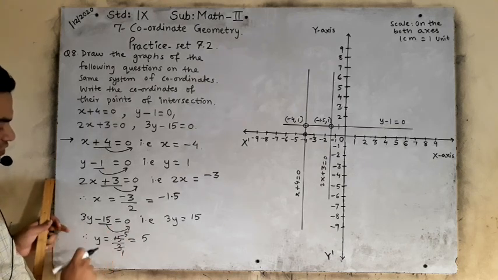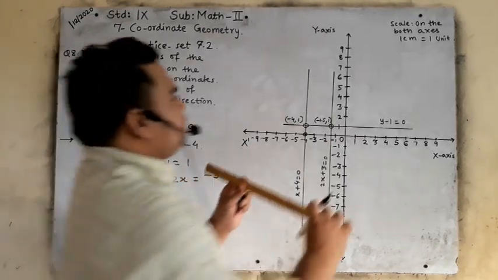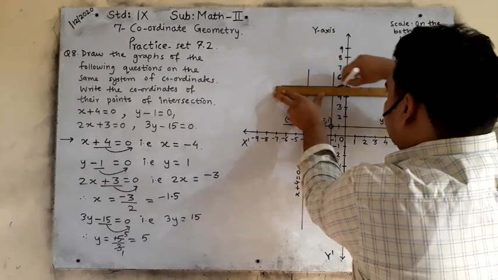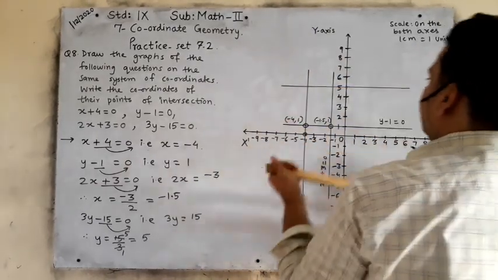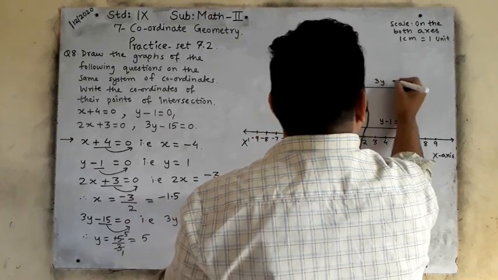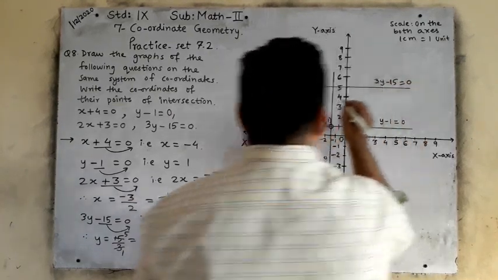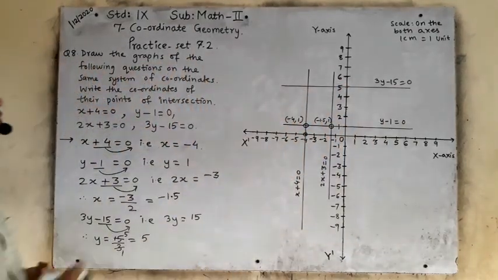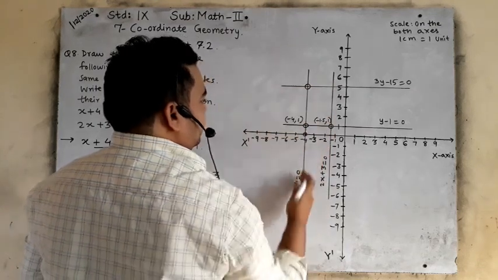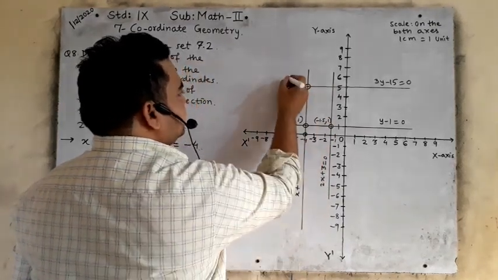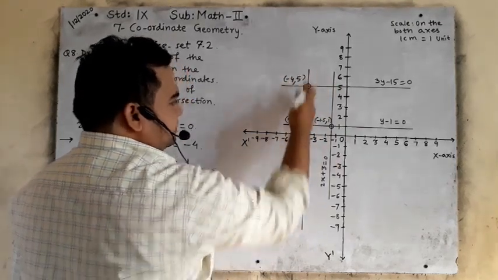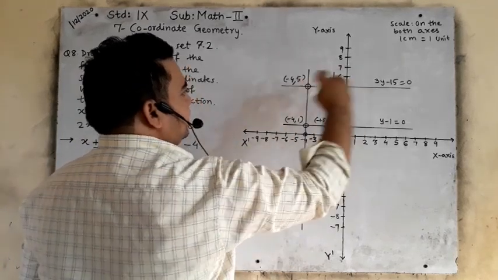3y minus 15 is equals to 0. So y is equals to 5. You will draw here y is equals to 5. Okay. So I will write here the equation 3y minus 15 is equals to 0. Can you see this line also intersected both the lines over there? Here also it intersected. Yes. So here at this line, how much is x? x is minus 4 and y is 5.